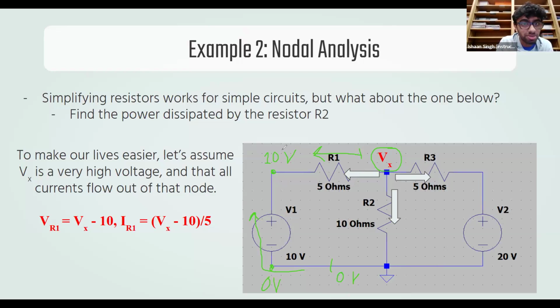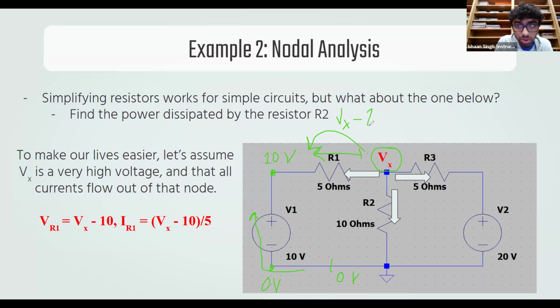I mean, it makes sense to Toby, but it needs to make sense to the students as well. Why minus 10? Because the voltage right here is 10 volts, right? So the voltage right here is Vx, and the voltage right here is 10 volts. So as we move across the resistor, we lose some voltage. That's equal to Vx minus 10.